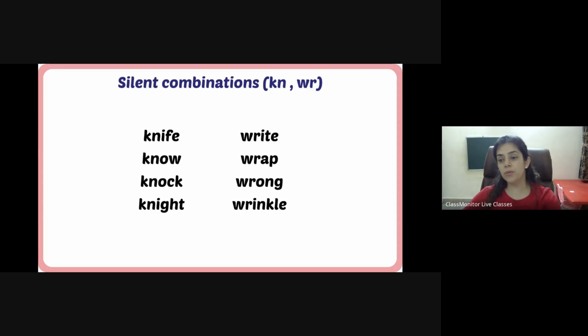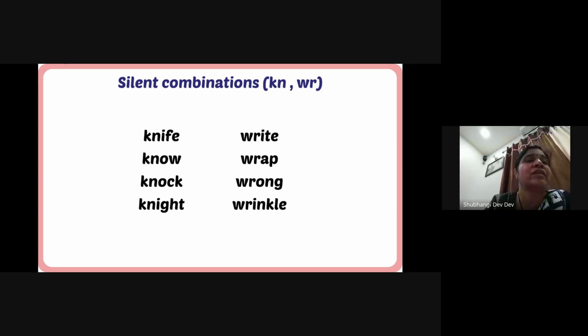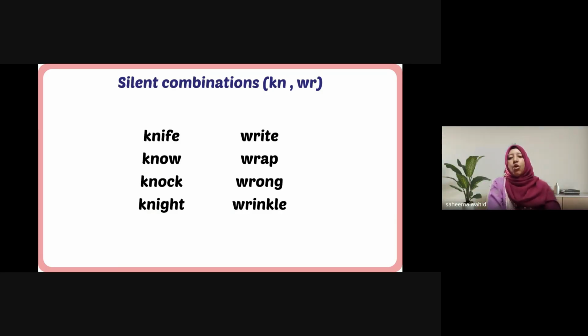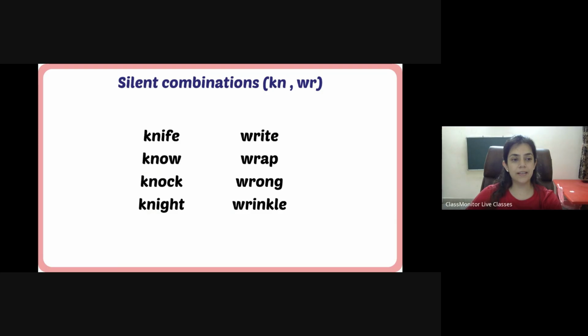Now let's read out the words. Shubhangi, knife, knife, knot, knock, night. Excellent. Sahima, write, wrap, wrong, wrinkled. Excellent.